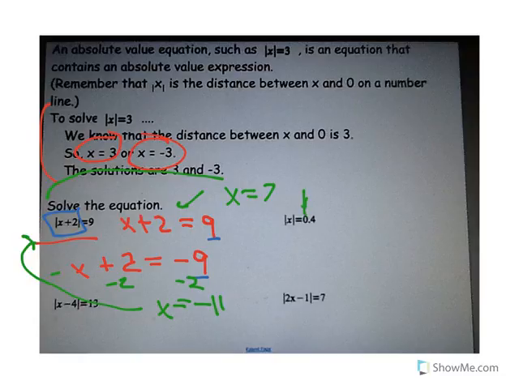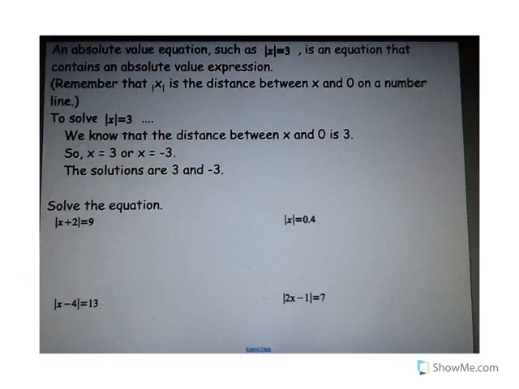This one here is actually even easier. It's just x is equal to 0.4, and x is also equal to -0.4. Because when you take the absolute value of either of those two, you're going to end up having 0.4. So let's look at a couple more.